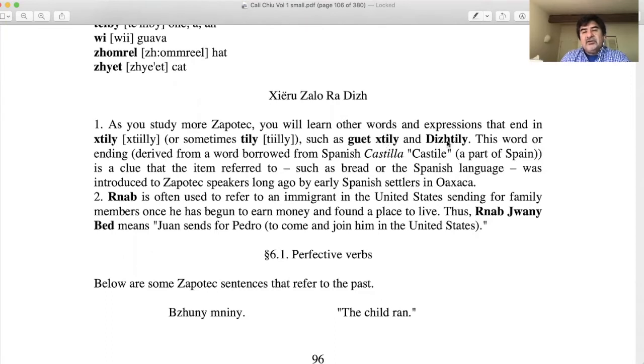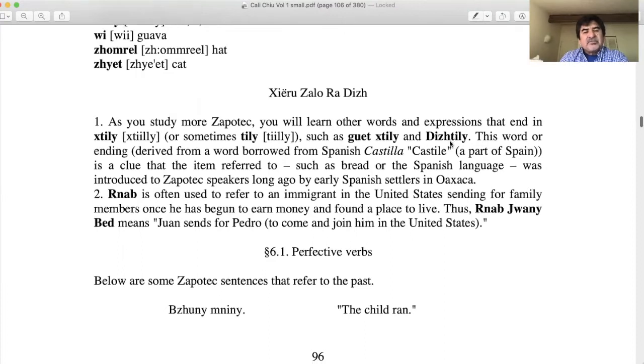And also here, the stil is language or word, and Til is from Castile, so that's language of Castile, which is Spanish for us in Central Valley Zapotec. Okay, just something historical that to me is really, really interesting. But anyways, let's move on.